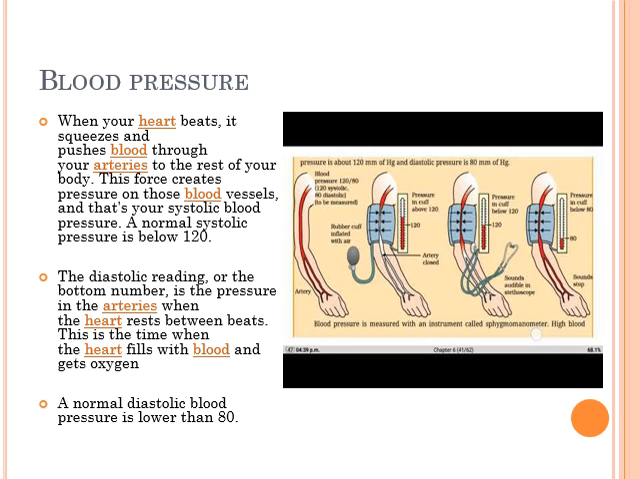Now, what is blood pressure? The force that blood exerts against the wall of a vessel is called blood pressure. This pressure is much greater in arteries than in veins. The pressure of blood inside the artery during ventricular systole, or contraction, is called systolic pressure, and the pressure in the artery during ventricular diastole, that is relaxation time, is called diastolic pressure. The normal systolic pressure is about 120 mm of mercury and diastolic pressure is 80 mm of mercury.